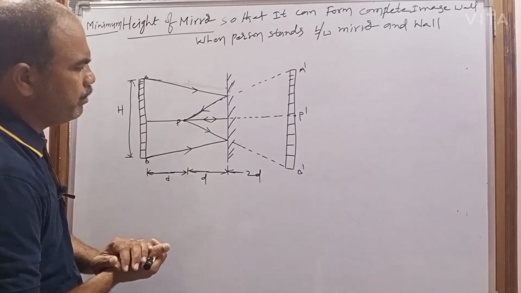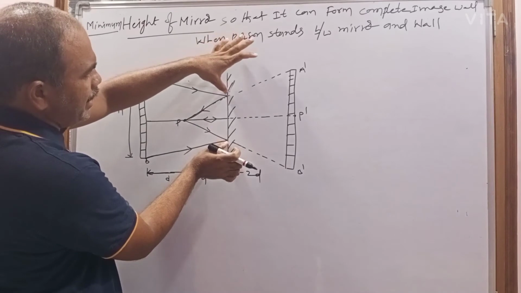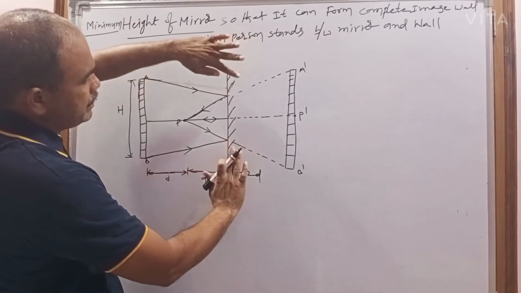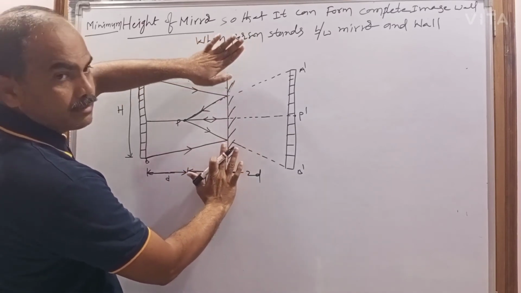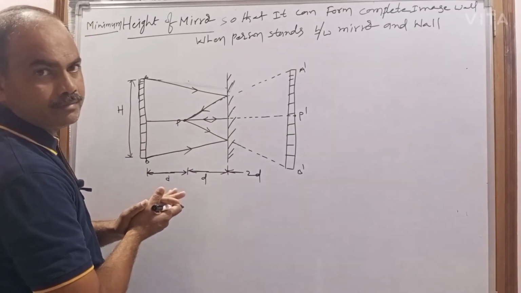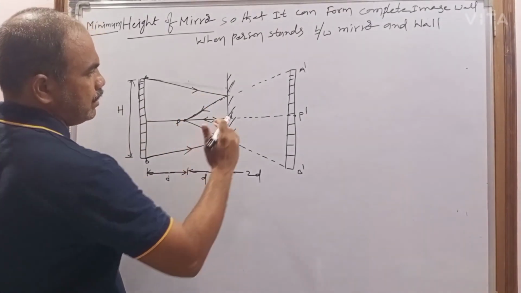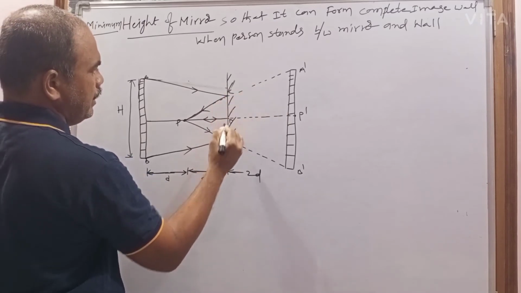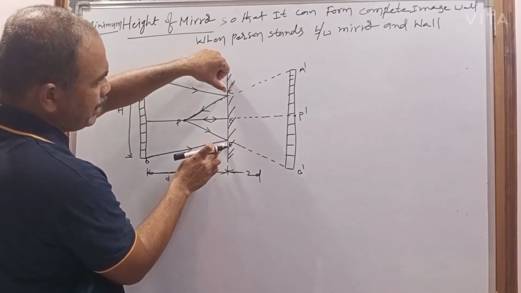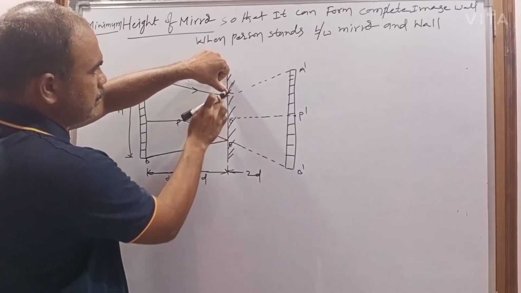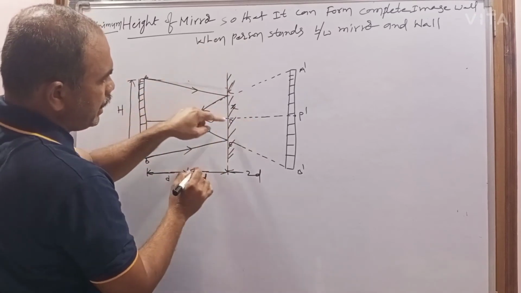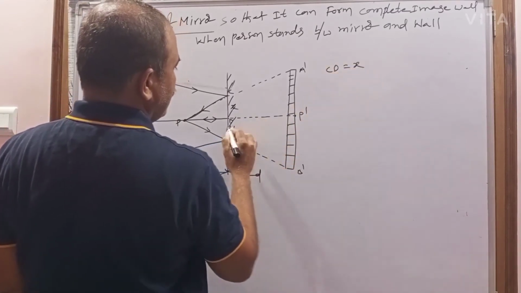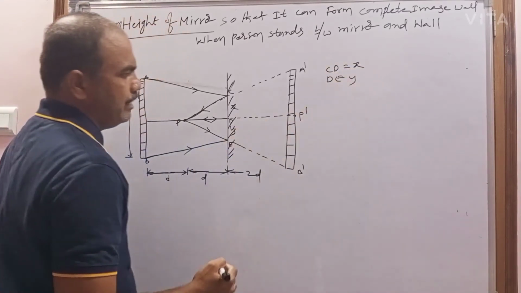So how much height of the mirror is required, only this height we have to calculate, because the rays are coming from here only. This height is not required, only this height will be required. So what is this height we have to calculate? Let us consider this is C, this is D, and this is E. We are going to calculate the height of the mirror CE. C to D will be considered X and D to E will be considered Y, so CD equals X and DE equals Y.